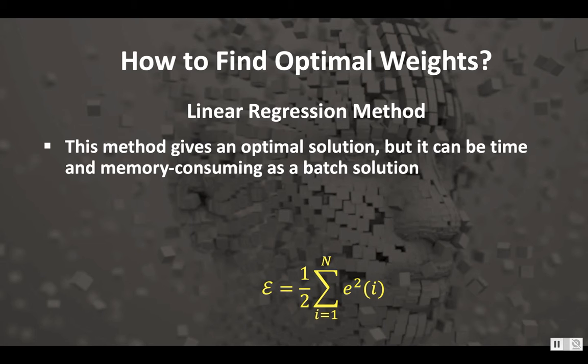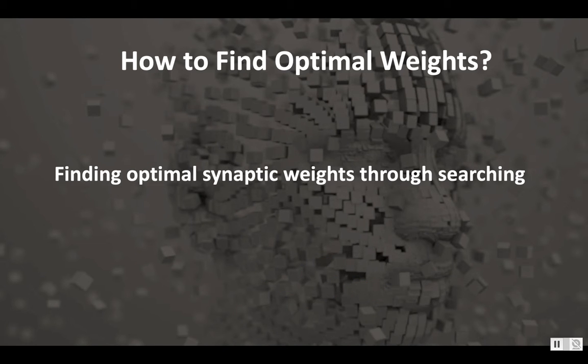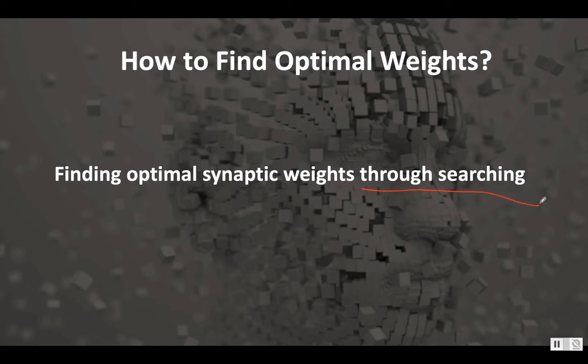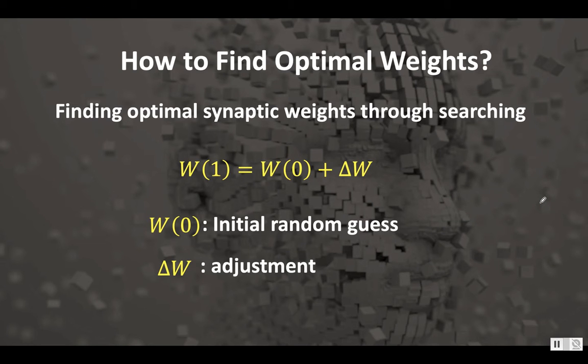But if the system is complicated, for example, if we have multiple inputs, this solution is really hard to solve. So that means the exact solution doesn't work. So we can figure out another way to find the synaptic weight and bias, and that's using the searching approach. Through searching. Okay, what does this mean?